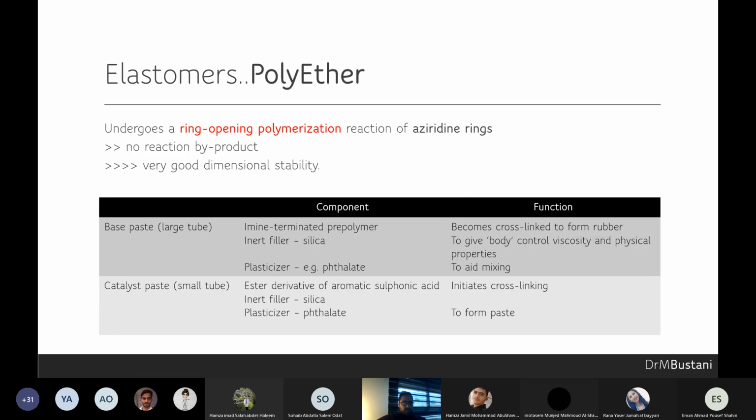The setting reaction of polyether is a ring opening polymerization reaction. So there is a ring, I think it's called the aziridine ring. So upon reaction, it will open this ring, and then the material will react with another material from the right side, another one from the left. And we don't have any byproducts, which makes it very good in terms of dimensional stability.